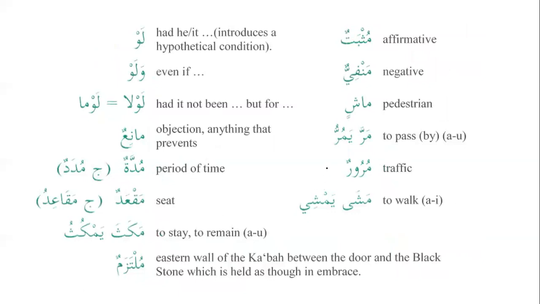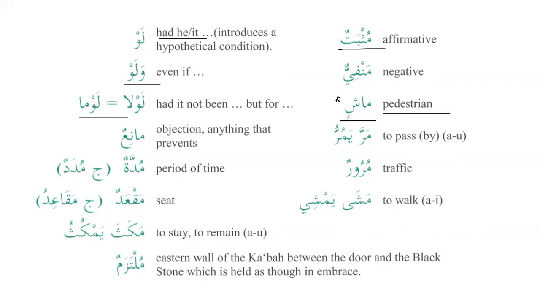Law, had he or had it, introduces a hypothetical condition. Muthbat, thabata yathbutu, and then we have muthbat, affirmative. Wa law, even if, and lawla and lawma. Inshallah, we will discuss these in the coming lessons. Manfi, negative. Mashin, pedestrian. What will be the plural of mashin?